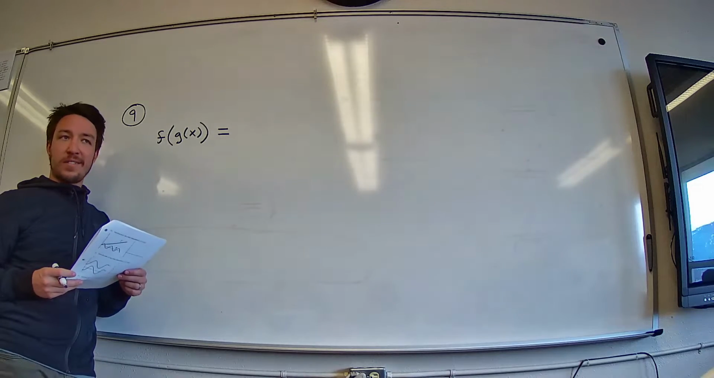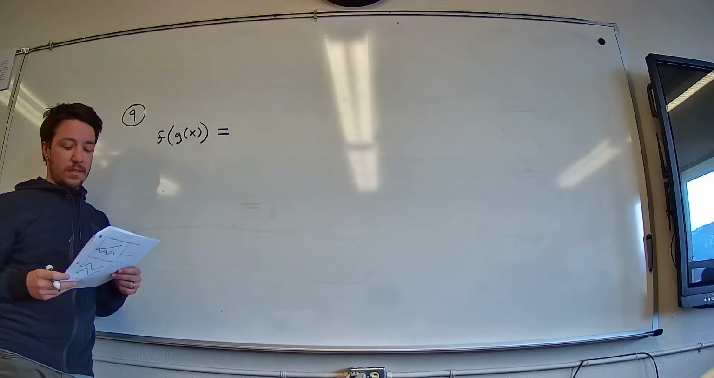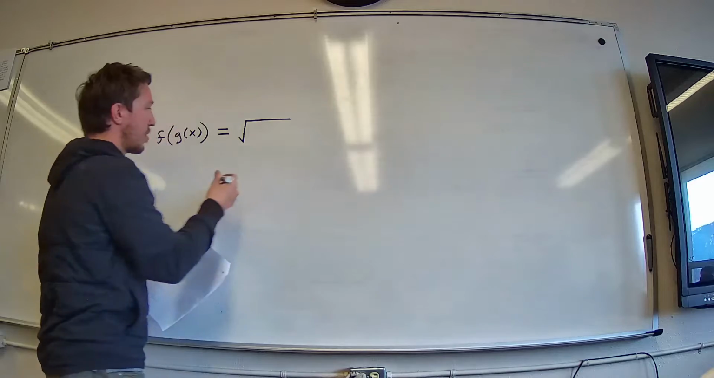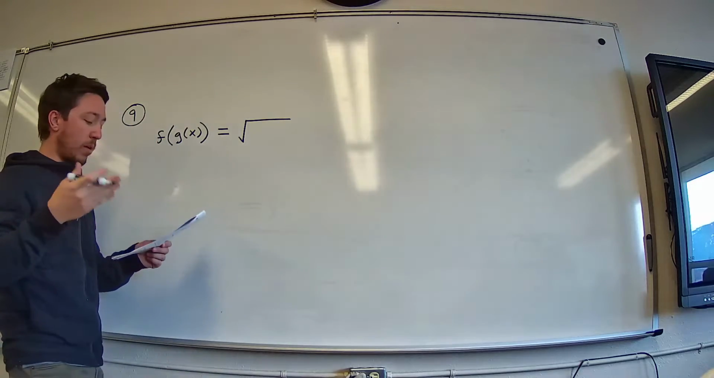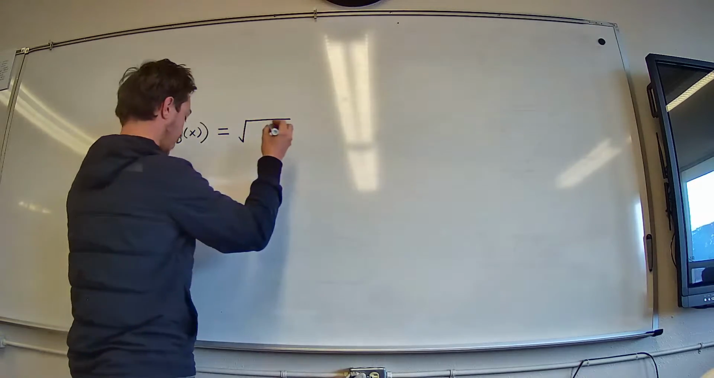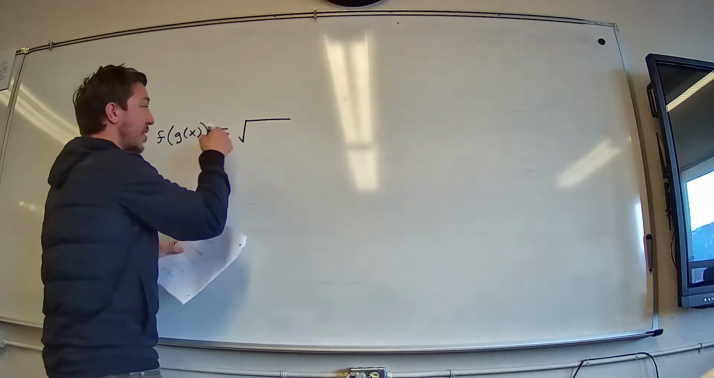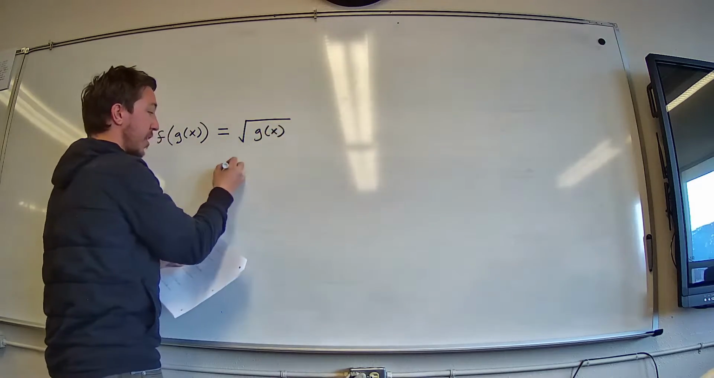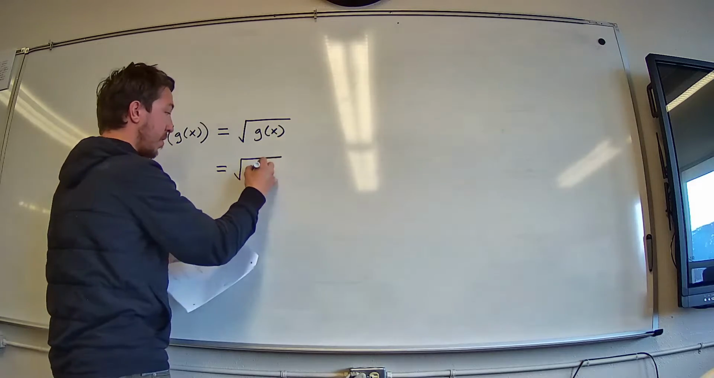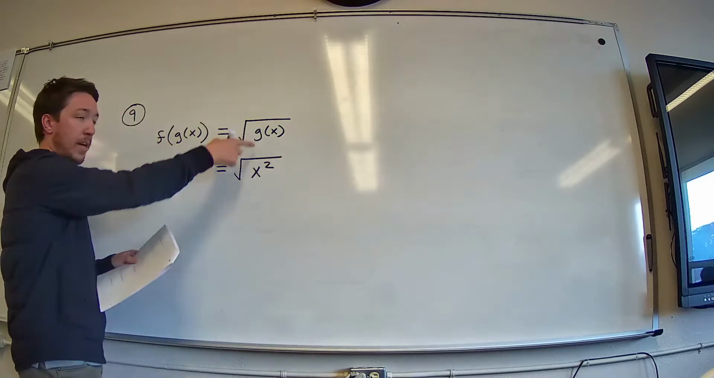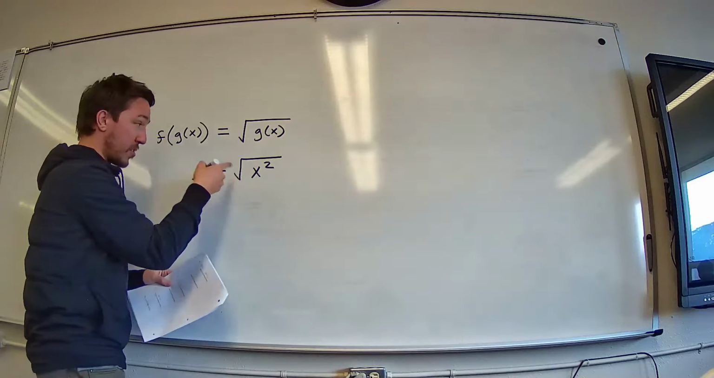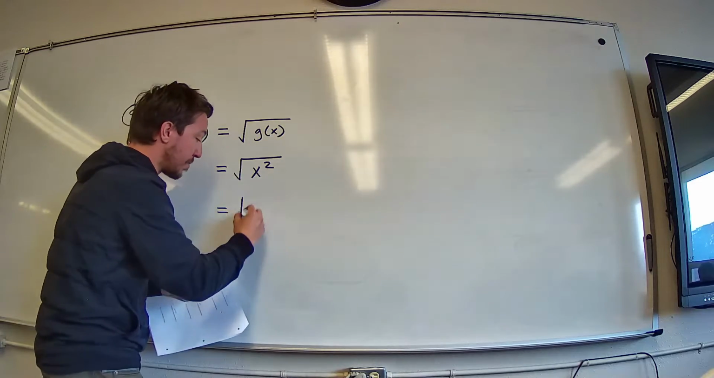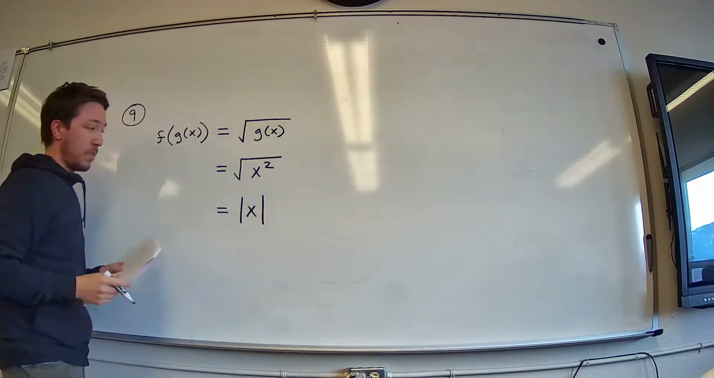What's f of g of x? It's the square root. What's f of banana? Square root of banana. So f of g of x would be the square root of the g of x, which is like saying the square root of x squared. Everyone okay with that logic? And Zach said it: the square root of x squared is the absolute value of x.